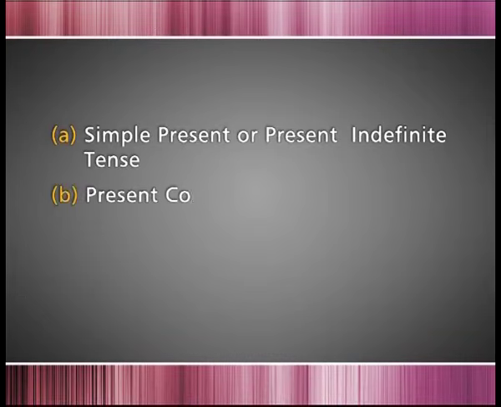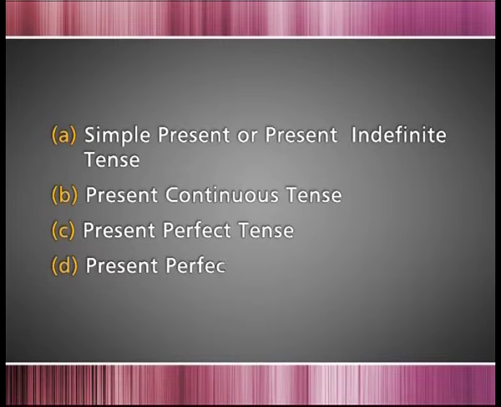The present tense. The present tense is used to refer to an action or a state of being at the time of speaking. This tense is further categorized into four forms. A. Simple present or present indefinite tense. B. Present continuous tense. C. Present perfect tense. D. Present perfect continuous tense.